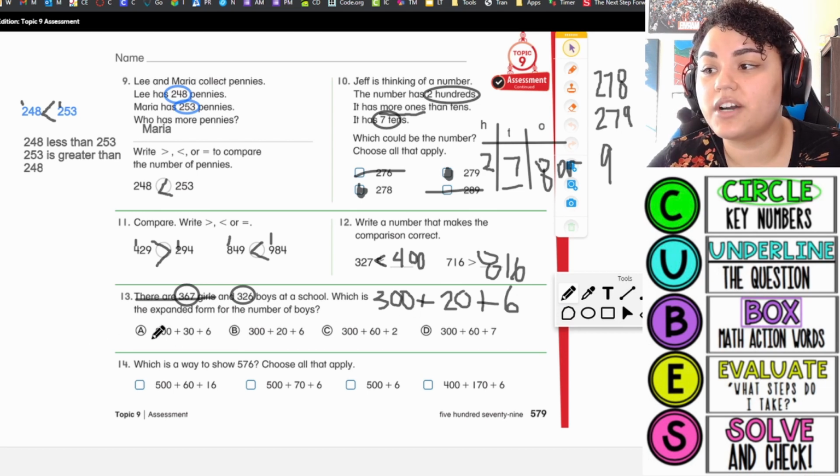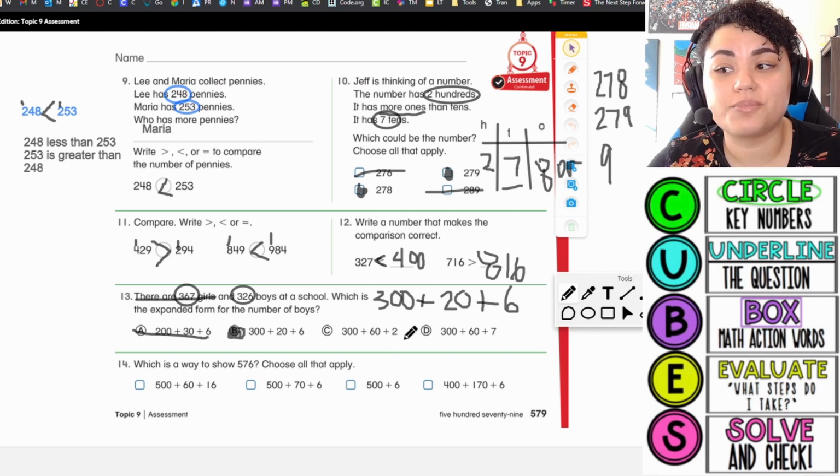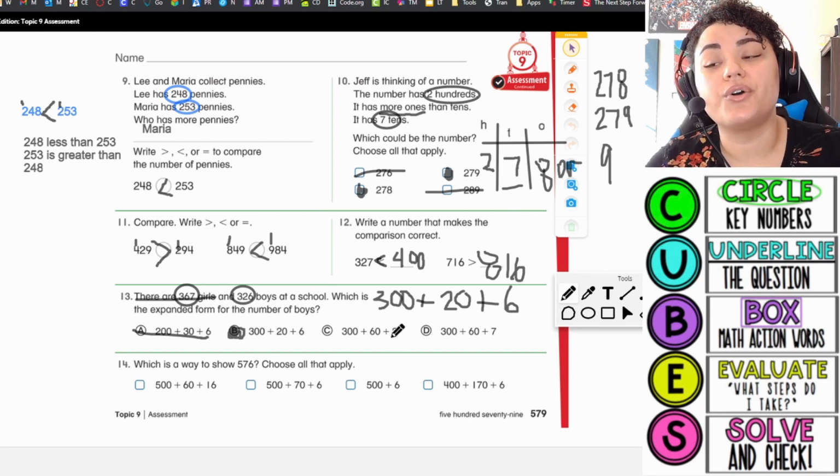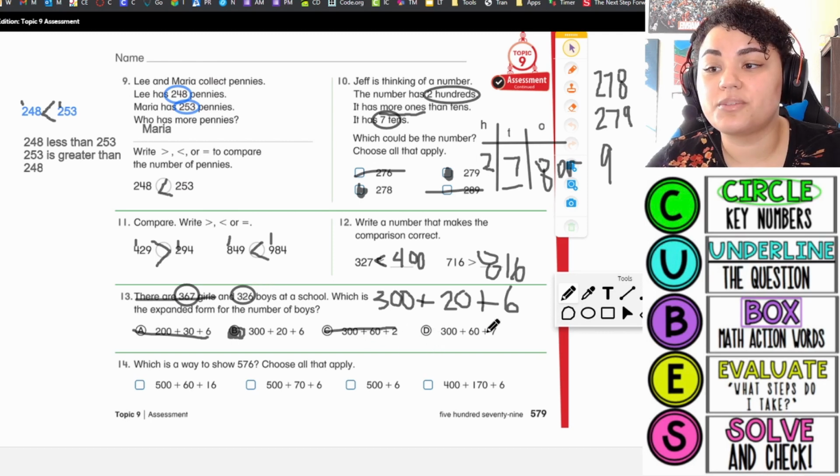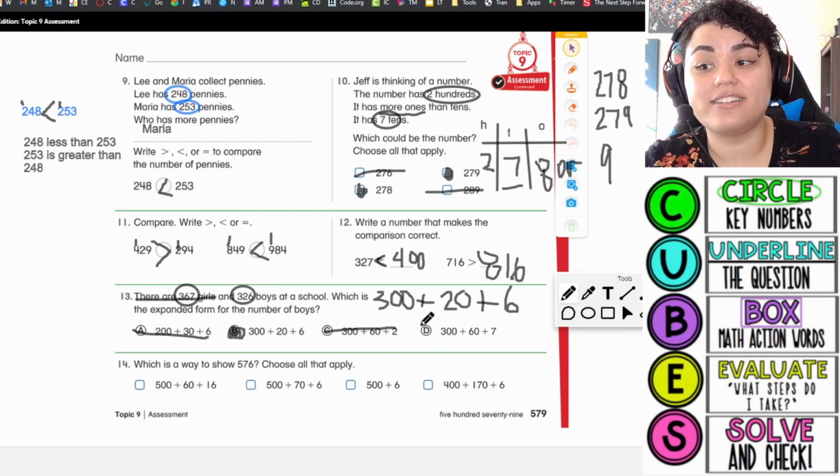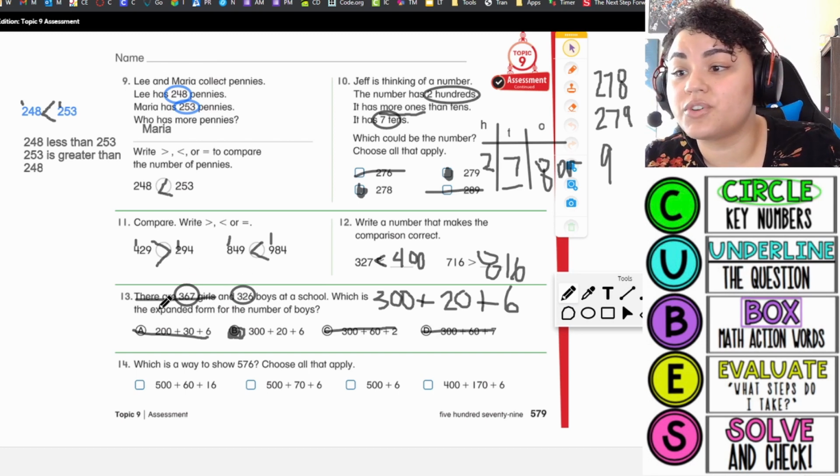So is it 200? No. Is it 300 plus 20 plus 6? Yes, but let's check the other answers. Is it 300 plus 60 plus 2? No, they switched their place value. Is it 300 plus 60 plus 7? No, they switched up their numbers. Or this is actually the expanded form for the girls.